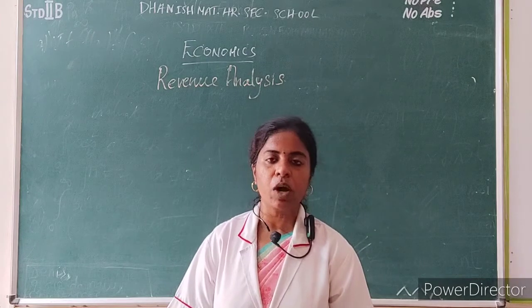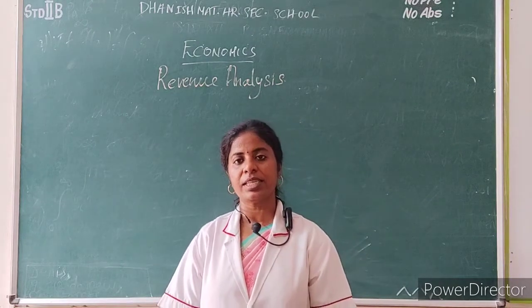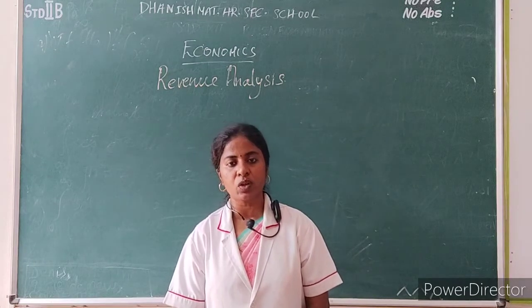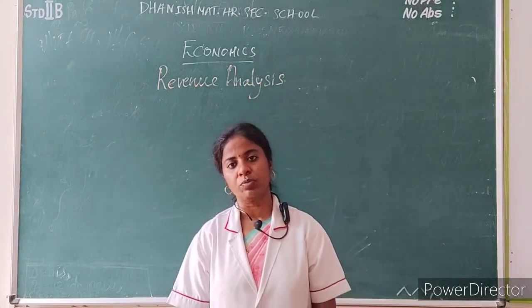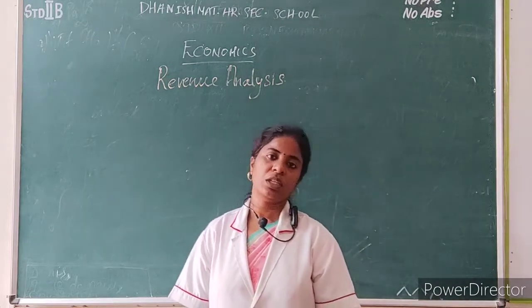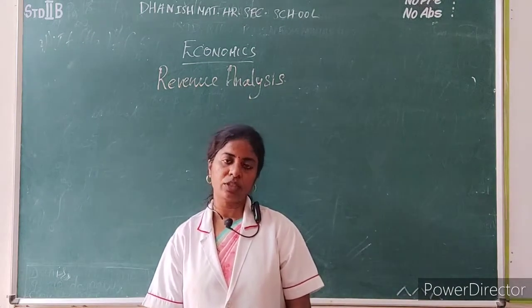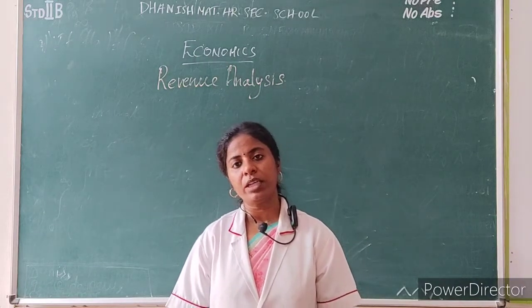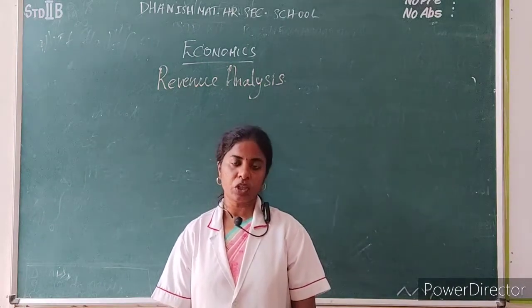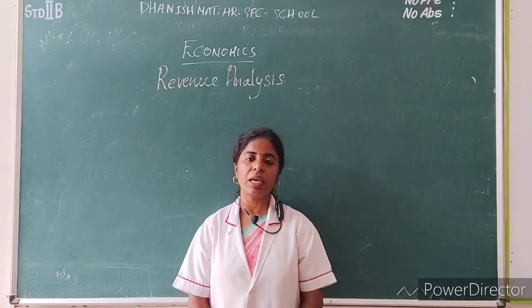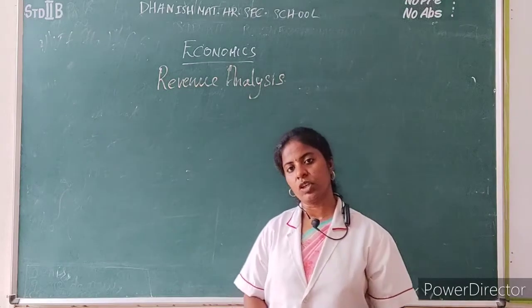So what do you mean by marginal cost? Marginal cost means it is the addition made to the total cost by producing one more unit of output. So by producing an additional unit of output, how much cost has been incurred, this is called a marginal cost. Then we saw about the relationship between the marginal cost and average cost. So it has a unique relationship between the average cost and marginal cost.